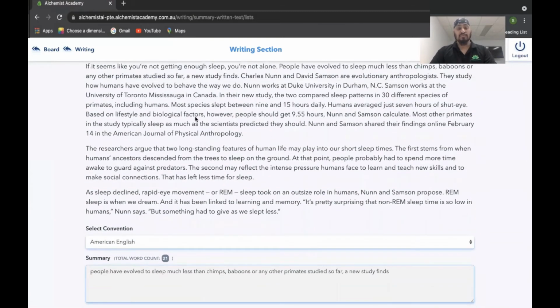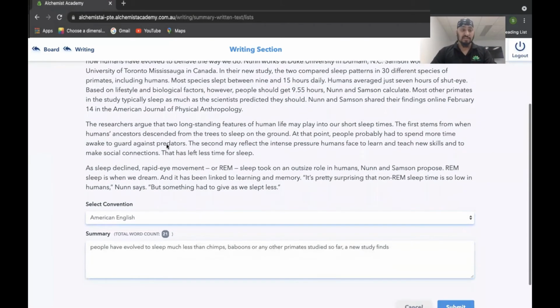And do you want to write this up? Not really, because this, who did the study, what is their background, what did they exactly study? This is just a description of the study. So, what is the main point of the study? That humans sleep much less compared to the other species, which is mentioned in the second paragraph as well.